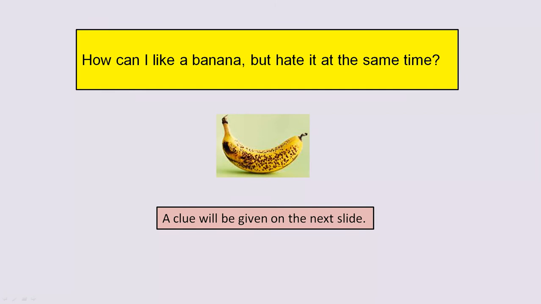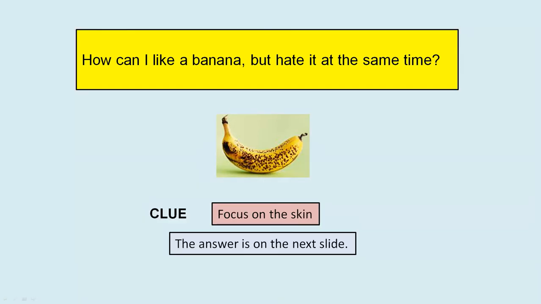Okay, I wonder how you went so far. If you're having a little trouble, here is the clue on the next slide if you haven't solved it. So the question was, how can I like a banana but hate it at the same time? And the clue is, focus on the skin. That's a very, very good clue. Probably the best one I've given yet. So the answer is on the next slide. So give yourself another minute to try and solve it if you haven't already. And I'll give you the answer on the next slide in 1 minute.